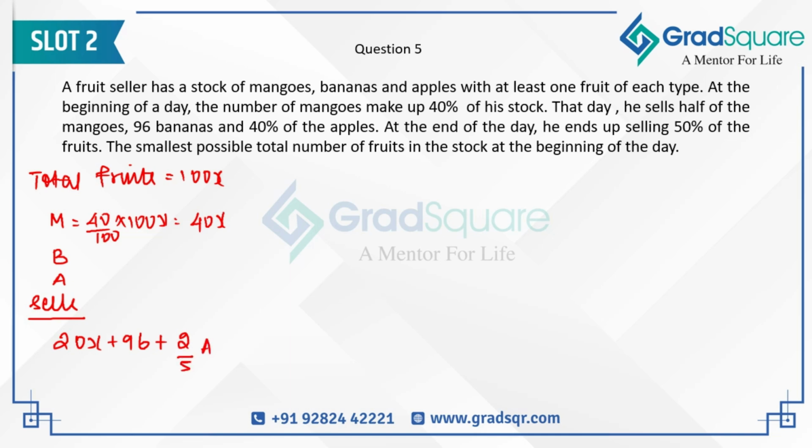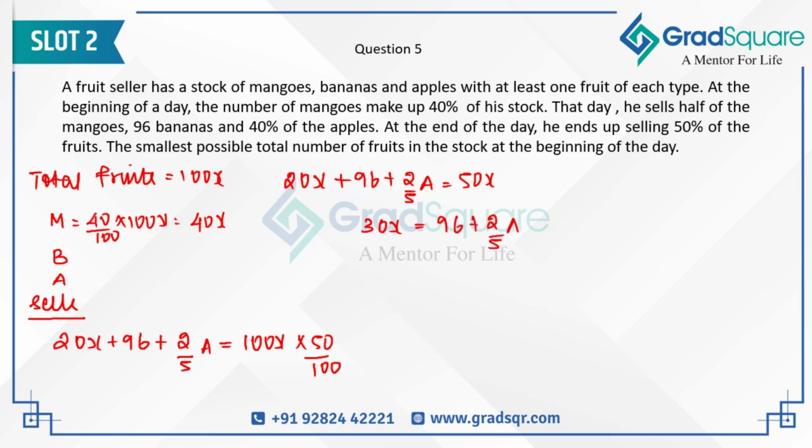So that means 40% is nothing but 2 by 5 of A. And at the end of the day, he ends up selling 50% of the fruits. That means out of the total fruits, 100x, 50% is sold. So this should be equal to 50x. That means 20x plus 96 plus 2 by 5 A should be equal to 50x. That makes 30x equal to 96 plus 2 by 5 times A.